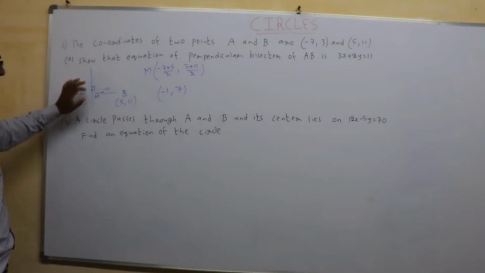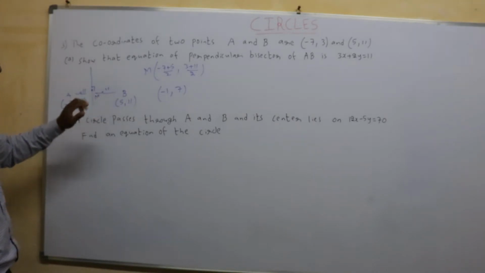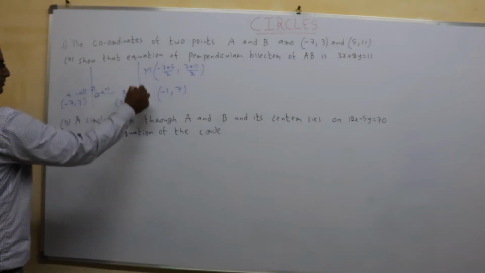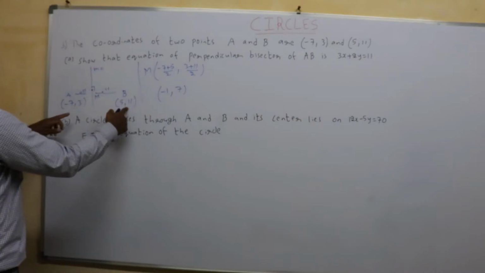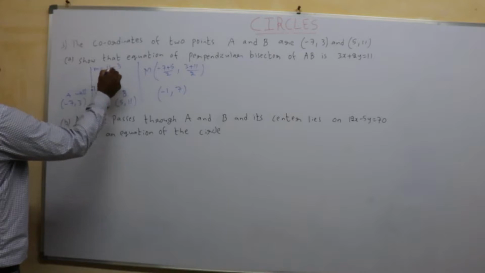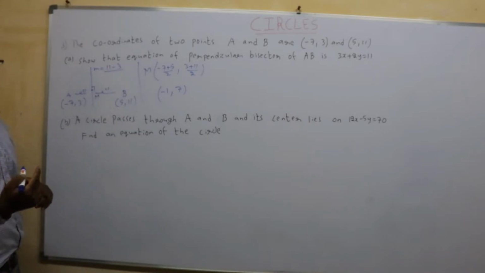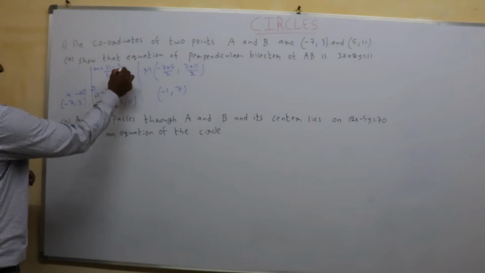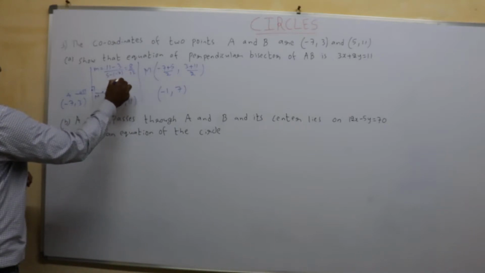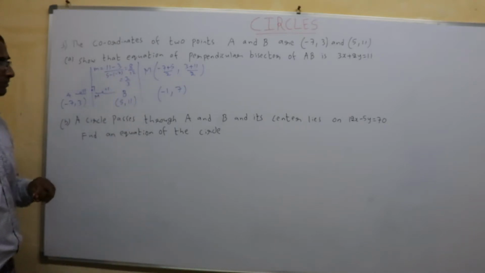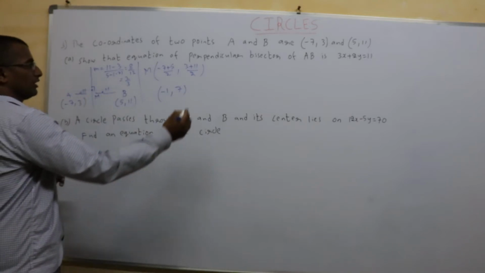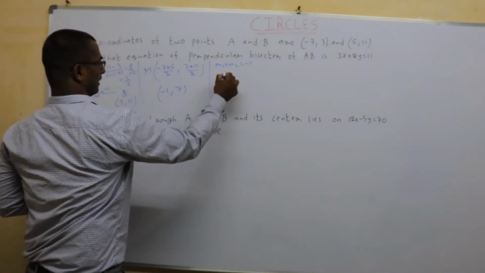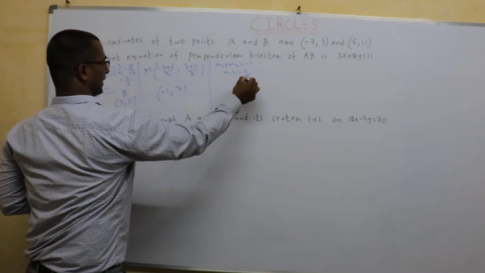Now, to get the slope of this line, first I will get the slope of AB, and then m1 into m2 equal to -1. So what is the slope of this line? y2 minus y1, so 11 minus 3 by x2 minus x1, so 5 minus of -7. That is nothing but 8 by 12, which is 2 by 3. So to get the slope of this line, m1 into m2 equal to -1. So m equal to -3 by 2 I get.